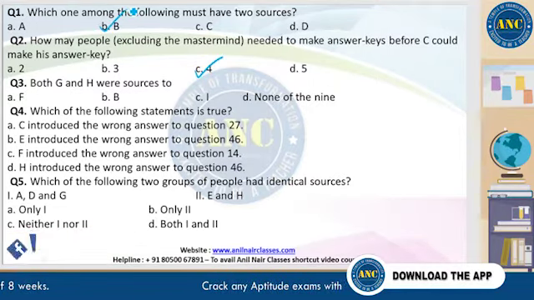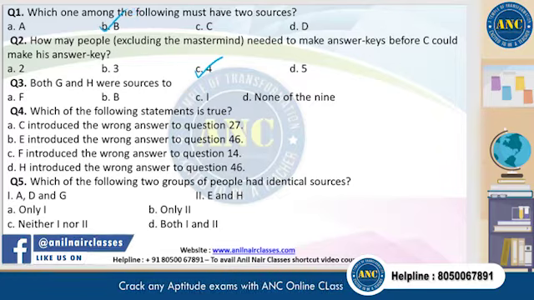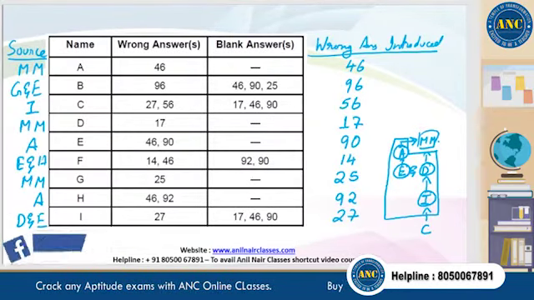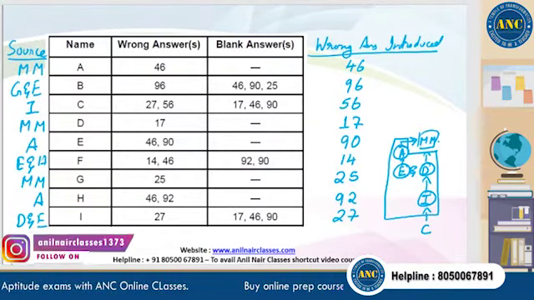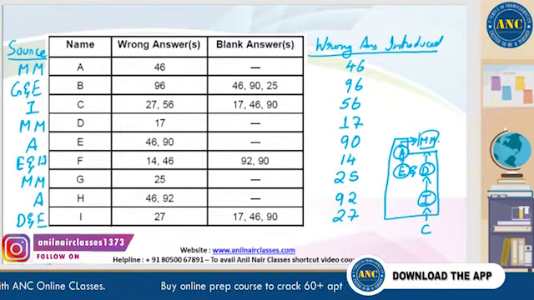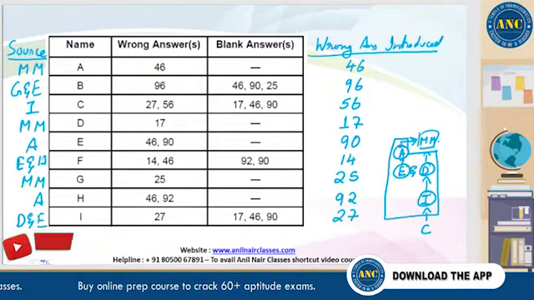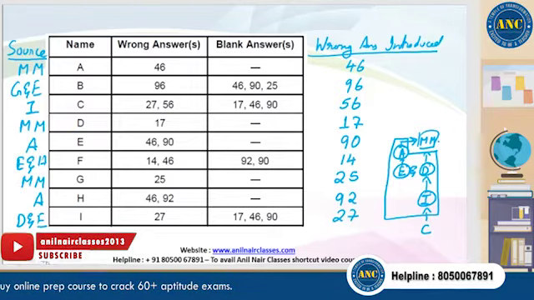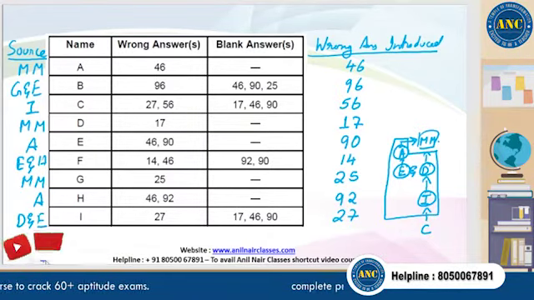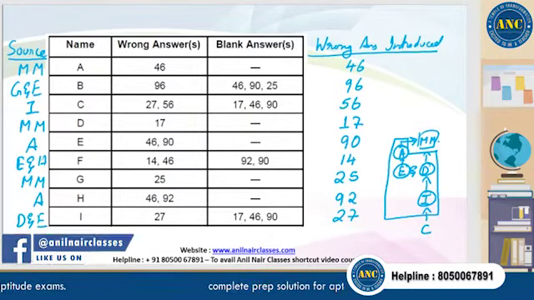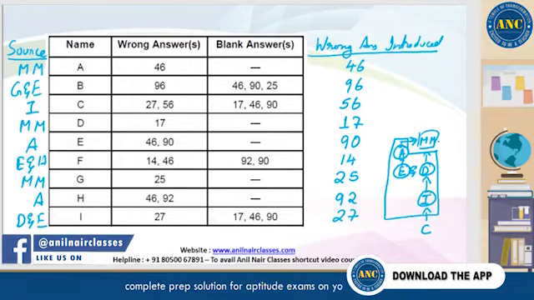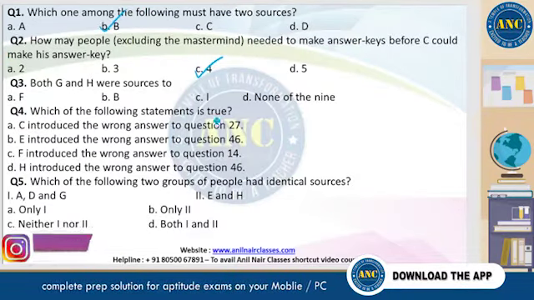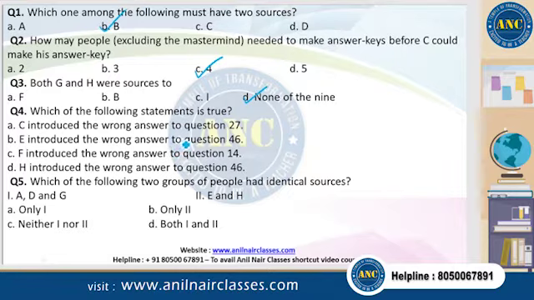Both G and H were sourced for whom? So do we have a G and H source for anybody here? 25, 46, and 92. We don't even have a 25, 46, 92. Both G and H, it's none of this. That's simple.